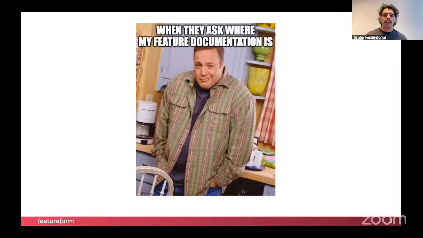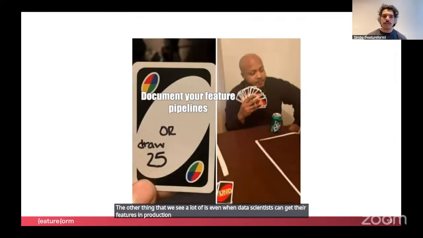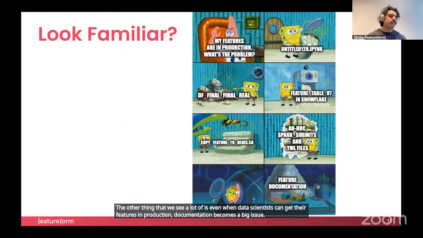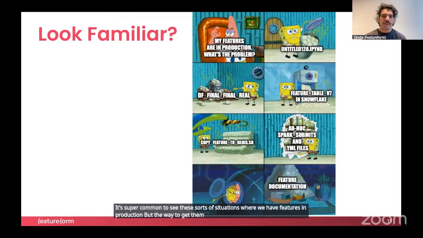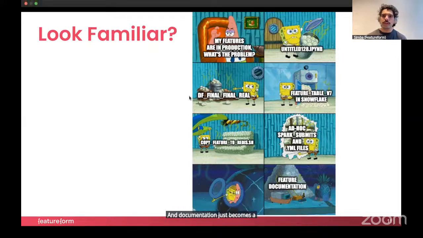The other thing that we see a lot of is even when data scientists can get their features in production, documentation becomes a big issue. It's super common to see these sorts of situations where we have features in production, but the way to get them there is with an untitled notebook with DF final, feature table v7 and Snowflake, a lot of ad hoc stuff that got done to actually get that stuff into production. And documentation just becomes a mess, typically in this situation.